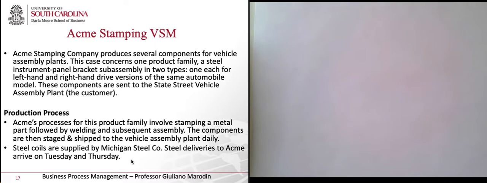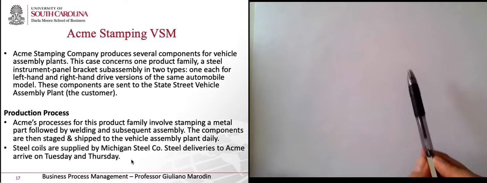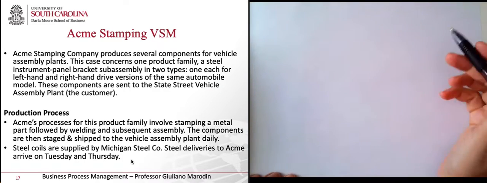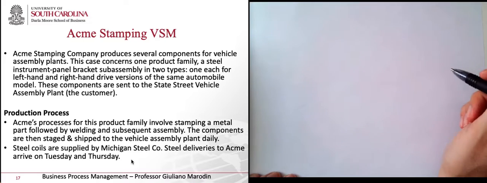Okay, so what we're going to do now, we're going to do this example of Acme stamping. We're going to do the value stream mapping. So take a piece of paper. I'm going to draw it here.